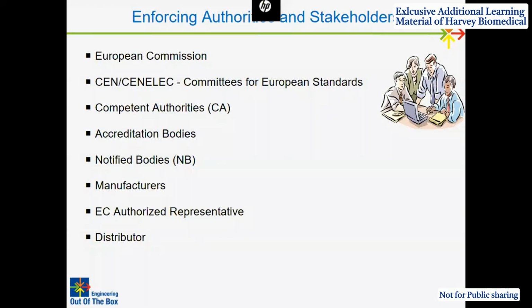Then they can go for the technical file preparation. Why is an EC authorized representative required? If an Indian manufacturer wants to register in Europe, then a European Commission authorized representative is required. If there is no authorized representative available in Europe, you will not be able to submit your device into Europe. It means you will not get any CE mark from Europe.